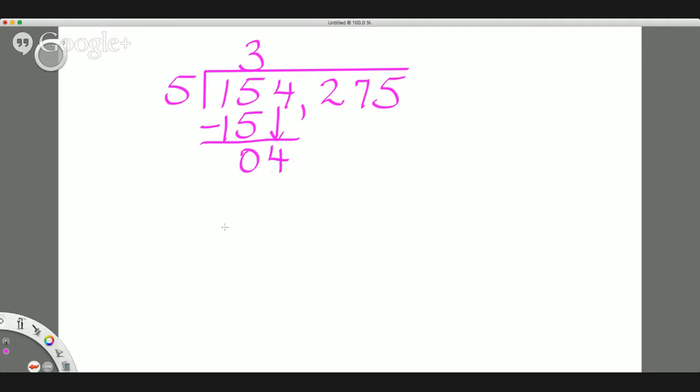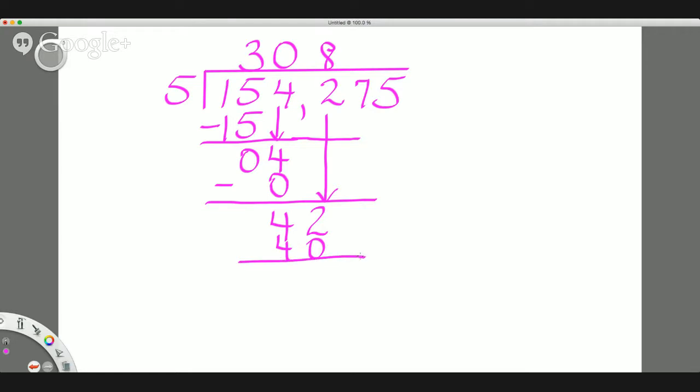Then we bring down. Then we divide. 4 divided by 5, well, we can't do that, right? So that's 0. 5 times 0 is 0. Subtract. 4 take away 0, well, that's 4. And then we bring down. And we repeat. 42 divided by 5, that's 8. 5 times 8 is 40. Subtract. 2. Bring down.